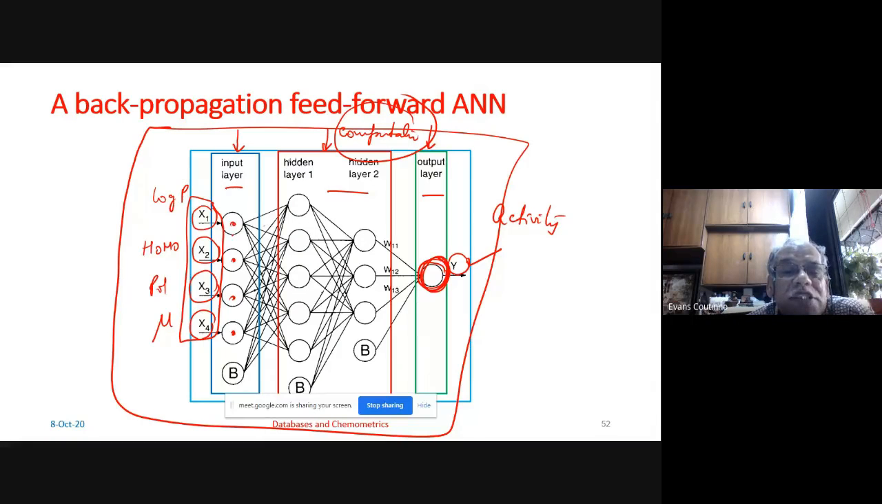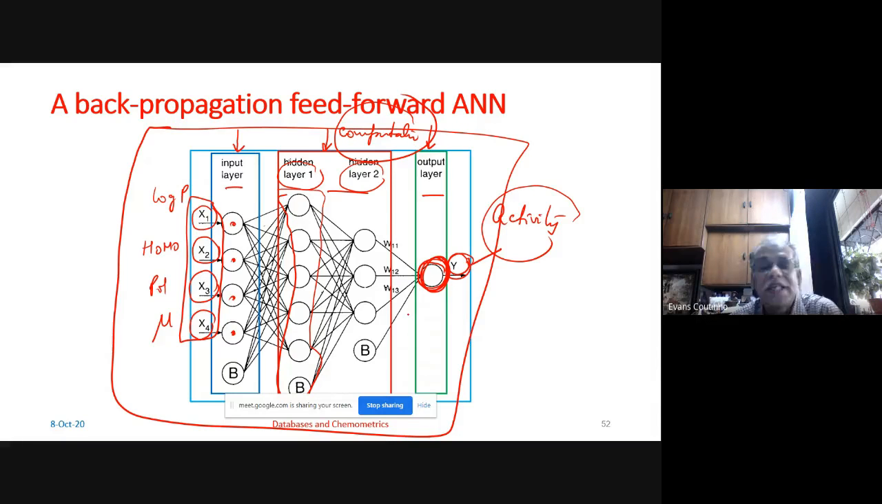Now, how many neurons are there in the input layer? How many neurons are there in the hidden layer? Here you can see there are two hidden layers. There could be more than two hidden layers. Mostly for chemistry, we use only one hidden layer. One hidden layer is sufficient. The number of hidden layers to be used depends upon the complexity of the problem, the number of molecules in the data set, and the targets, the Ys, that we are trying to model.